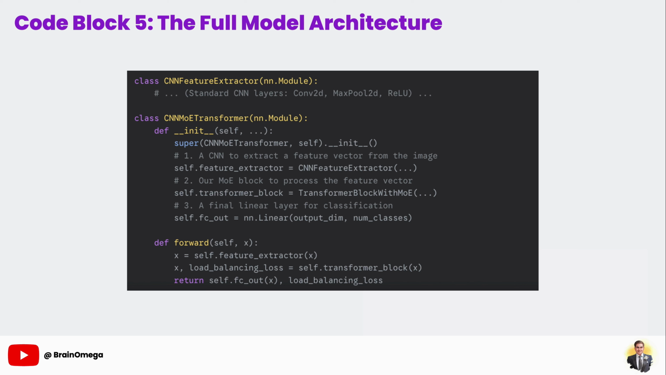Then, in our main model class, we chain the components together. An input image X first goes through the feature extractor. The resulting feature vector is then passed to our transformer block with the mixture of experts layer. This block processes the features and also returns our load balancing loss. Finally, the output of the MoE block is passed to a final fully connected layer, FCOut, which produces the classification scores for our different classes.